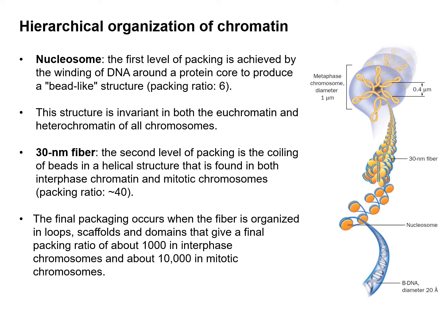And we talked about the hierarchical organization of the chromosomes, starting from just the DNA double helix to the nucleosome, where the double helix is wrapped around the histone proteins, then 30 nanometer fibers, and also the higher order structures too. And the packing ratio changed from 6 in the nucleosome, 40 in the 30 nanometer fiber, to 10,000 in the mitotic chromosomes, where the maximum packing happens.